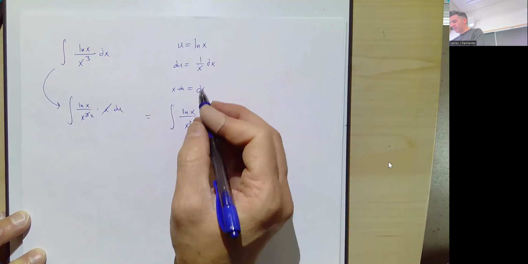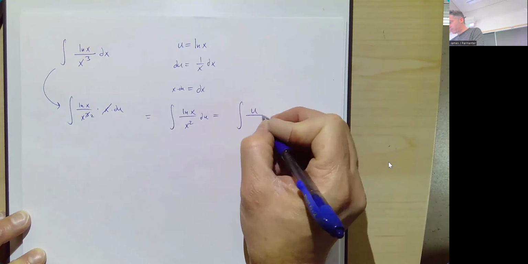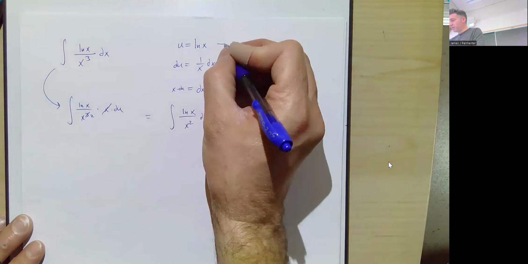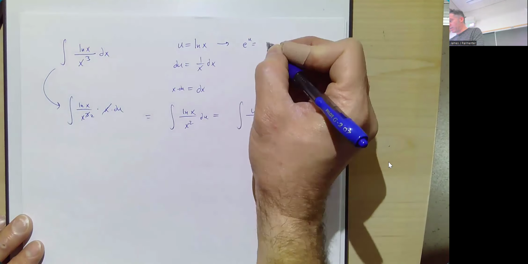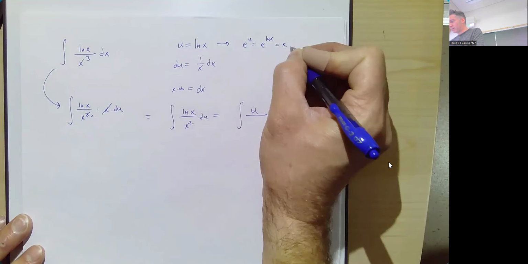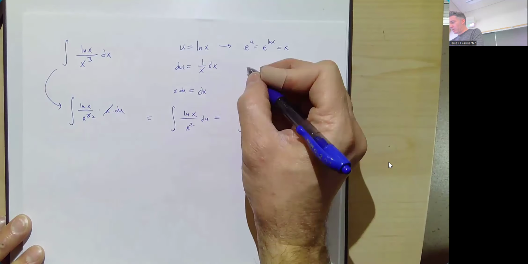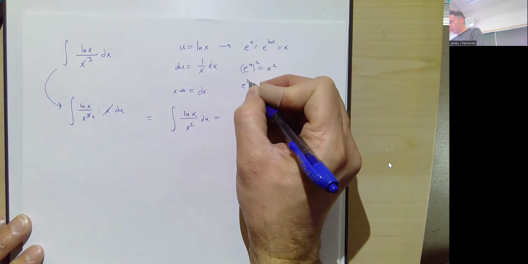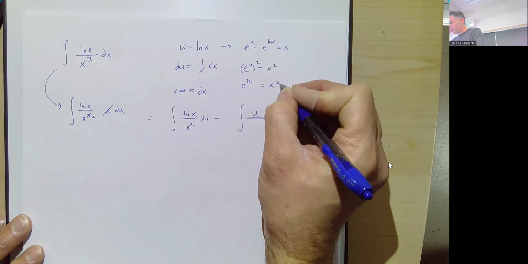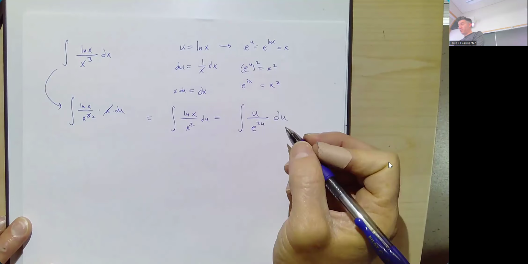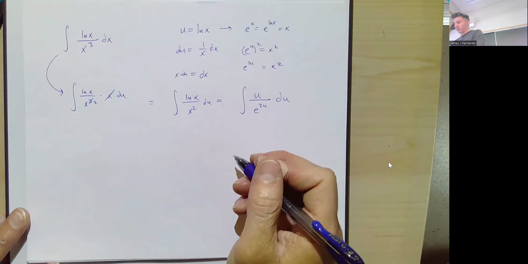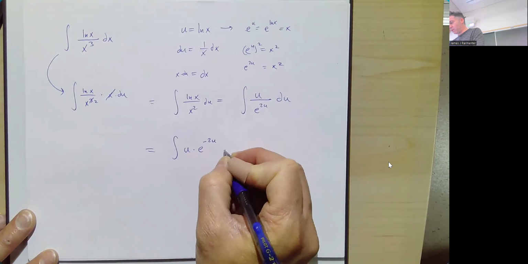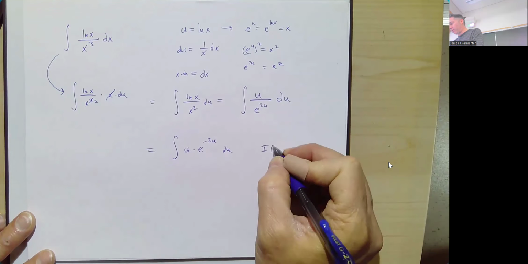The natural log of x is my u. And then for x squared, I could do a back sub. I could say e to the u is equal to e to the natural log of x, which is x. So x squared is really e to the u squared, which is e to the 2u. If I really wanted to make life hard for myself, I could write this as the integral of u times e to the negative 2u du, and then do integration by parts.